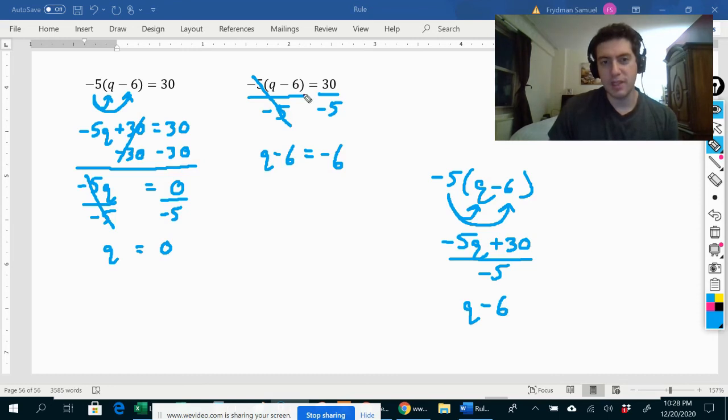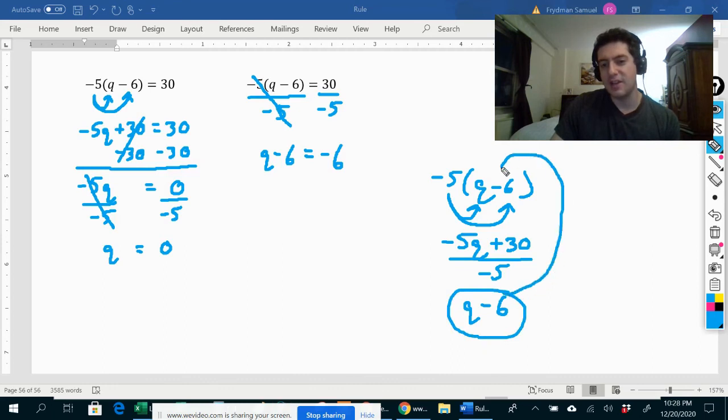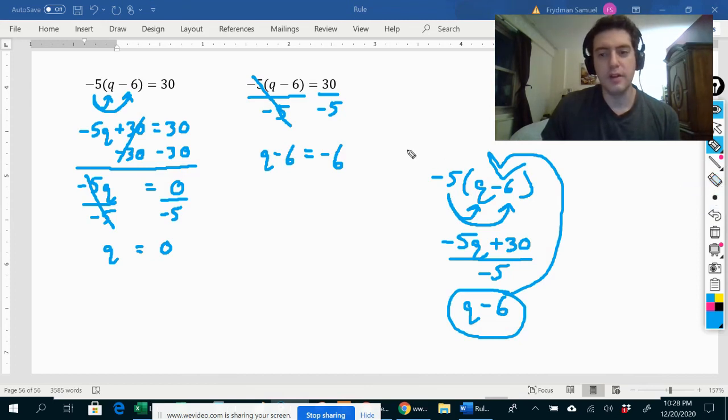It didn't seem like we did it over here, but really we did, if we remember that this expression is really equivalent to this. So if we divide by -5, then in the end we just get what we had inside the parentheses to begin with. Okay, so it looked for a second like I might have broken my rule, but really I didn't. All right, so moving on, what's the last thing that we need to do to solve this equation?